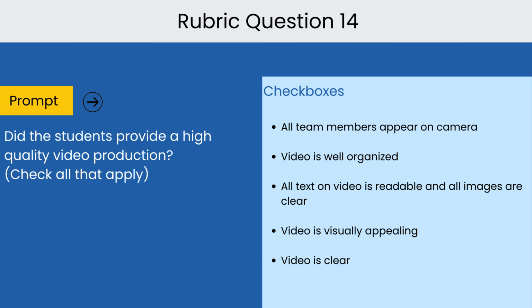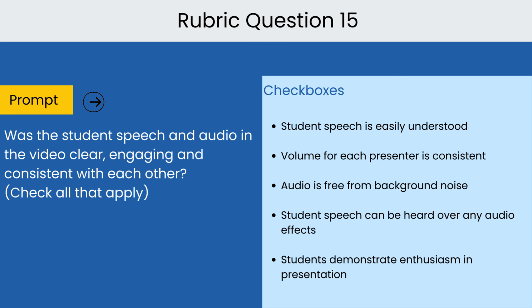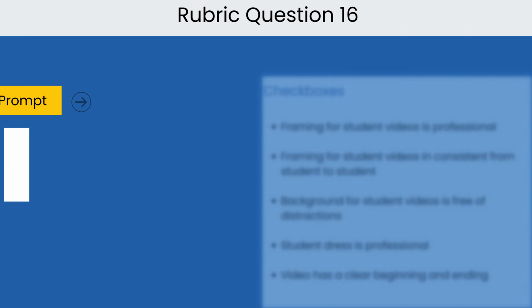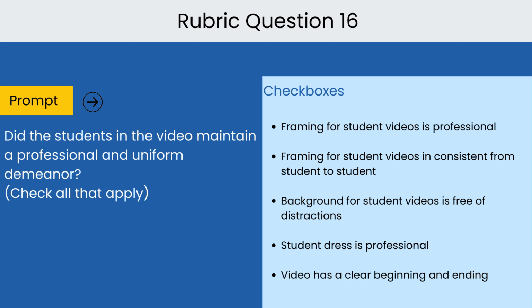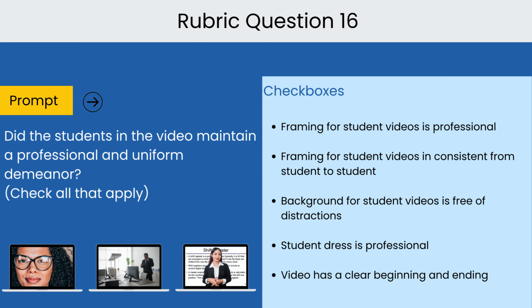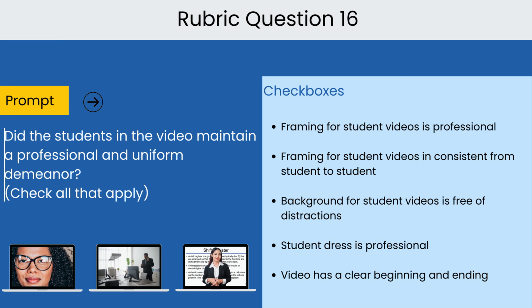The question format changes a bit for question 14, which evaluates the quality of the video production. Instead of selecting just one option, please check each of the descriptors that applies to the team's video. Question 15 uses the same process as question 14, but now evaluators are using the checkboxes for the audio and speech from the presentation. Question 16 is another checkbox question about professional demeanor. For this question, framing refers to a presenter's likeness within the frame of the video. Presenters that are excessively close, excessively far, or cover up text on the screen are not professionally framed.